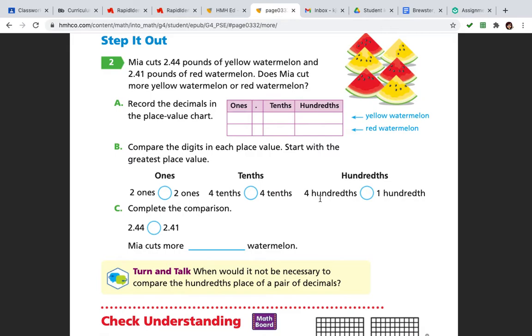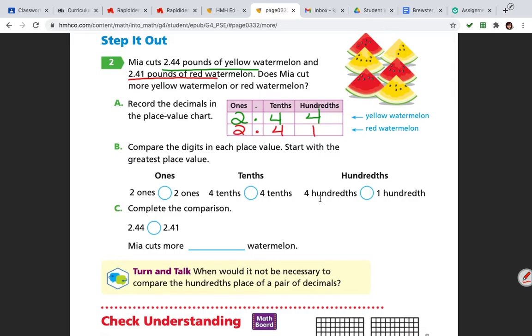Mia cuts 2 and 44 hundredths pounds of yellow watermelon and 2 and 41 hundredths pounds of red watermelon. Does Mia cut more yellow watermelon or more red watermelon? So let's compare. I'll use green for 2.44. 2 is my whole number, 44 hundredths, so that one's the yellow watermelon. The red watermelon is 2 and 41 hundredths, so 2 decimal 41.